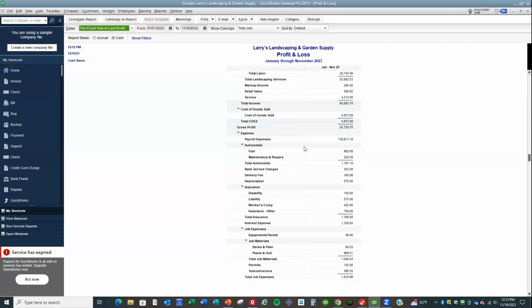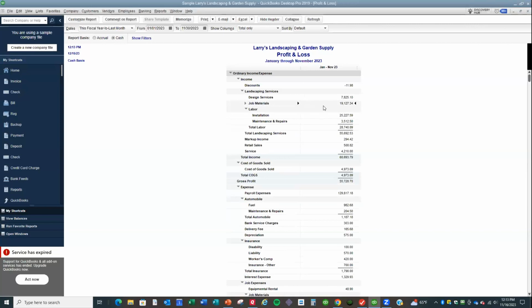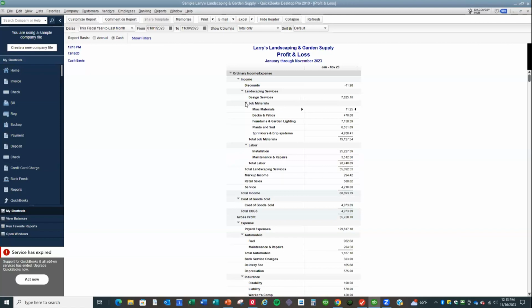And you can see there's a lot of detail here. When you see these little arrows, they're telling you that these are main accounts, and if you see these indented, those are sub accounts. Total job materials is 19,000. If we don't want to see all of that, we can just hit that little triangle and there's your job materials. It just rolls up all the sub accounts to the main account.